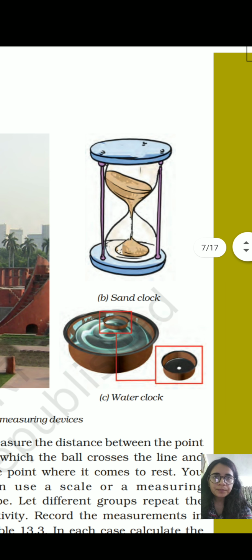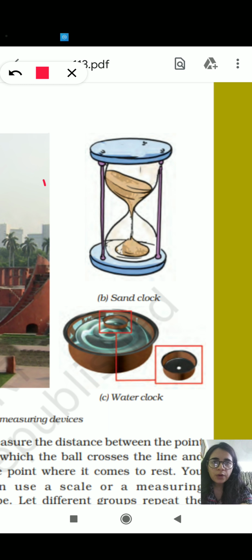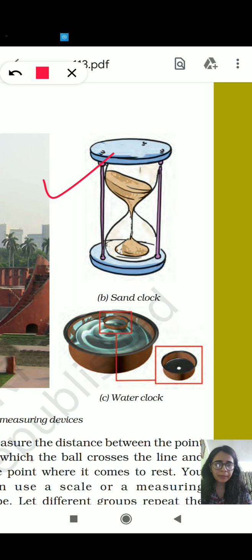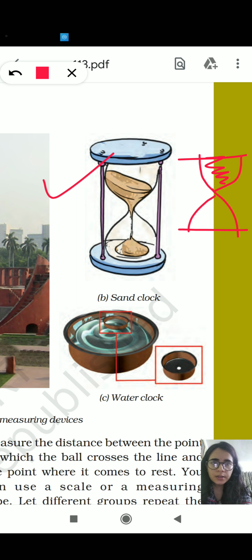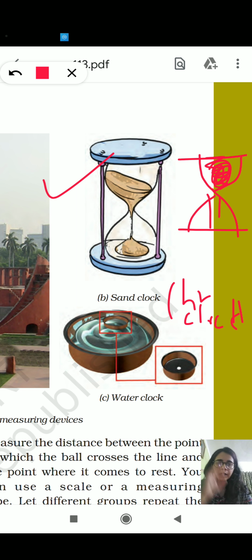Now here there are also 2 devices. Students, this you have maybe seen. Nowadays many toys come of this kind. This is a sand clock. Suppose it is filled with sand. It is also called an hour clock. The ancient people had an approximation that this sand will take approximately 1 hour to completely fall down. Means sand from the upper section will fall to the lower section in 1 hour.